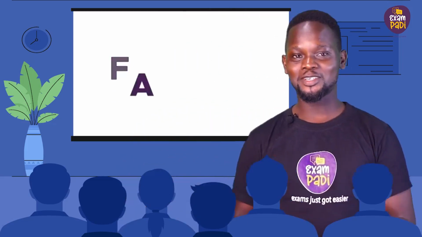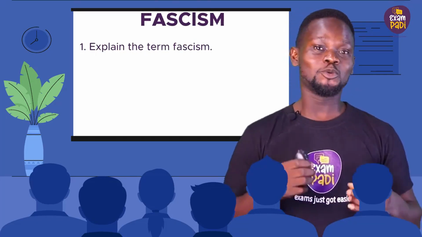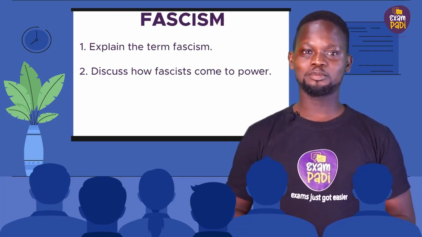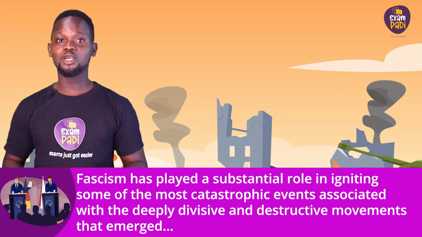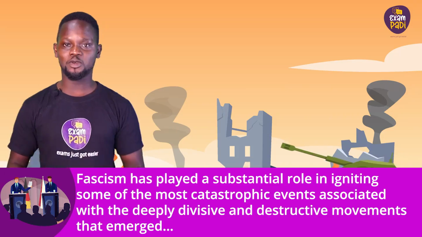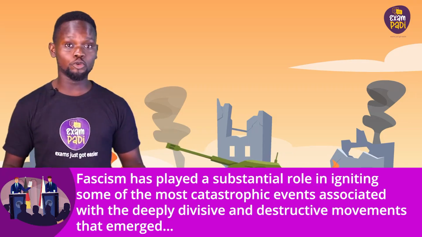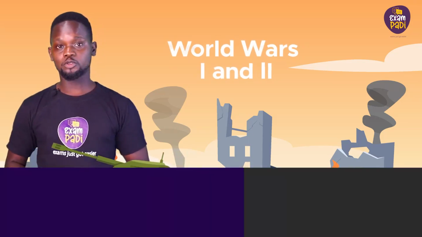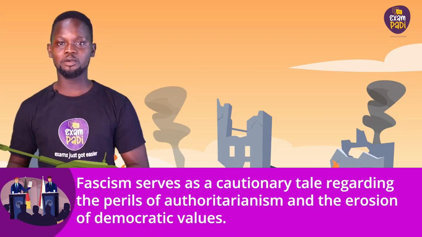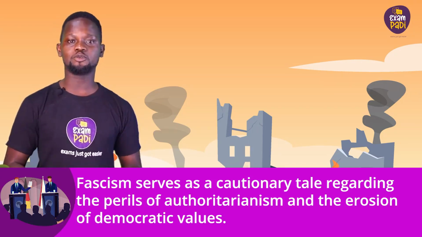Our topic today is fascism, and in this lesson, we will explain the term fascism, we will discuss how fascists come to power, and we also identify the features of fascism. It is noteworthy that fascism has played a substantial role in igniting some of the most catastrophic events associated with the deeply divisive and destructive movements that emerged in Europe during the period between World Wars I and II. In today's world, fascism serves as a cautionary tale regarding the perils of authoritarianism and the erosion of democratic values.